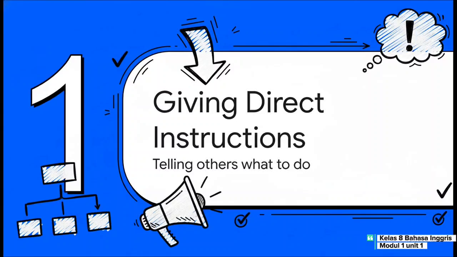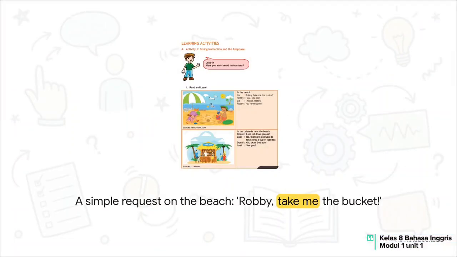Okay, let's start with the most basic tool in our social toolkit, right? The direct instruction. This is the simplest, most straightforward way we get things done, just by telling someone exactly what we need them to do. And here is a perfect, simple example of that. Robbie, take me the bucket. It's direct, it's totally clear, and it has one specific goal. Leah wants the bucket, and she uses a command to make that happen.